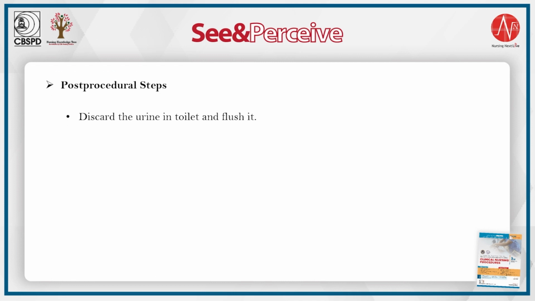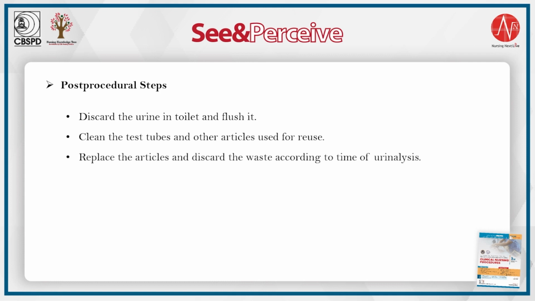Post-procedural steps. Discard the urine in toilet and flush it. Clean the test tubes and other articles used for reuse. Replace the articles and discard the waste according to time of urine analysis.